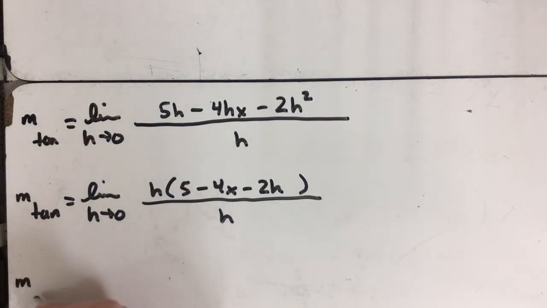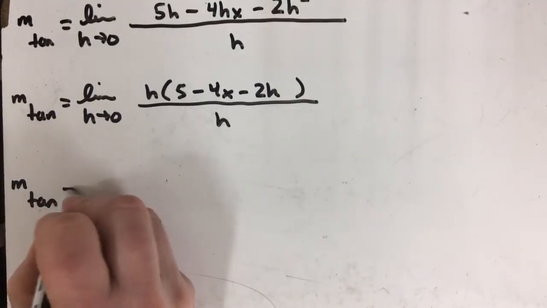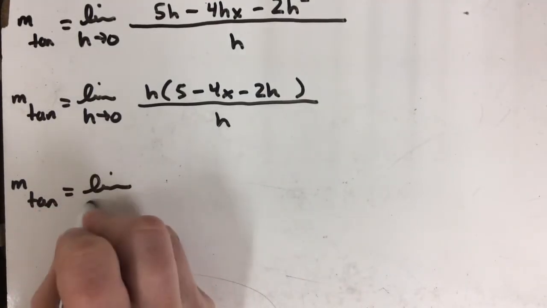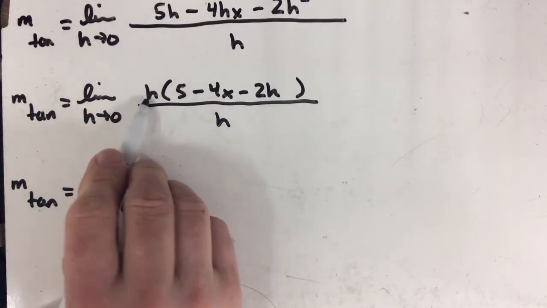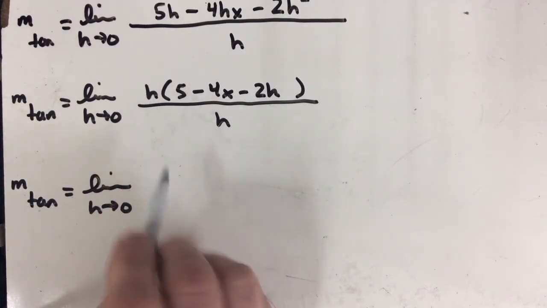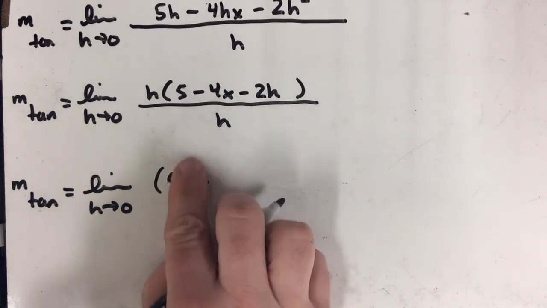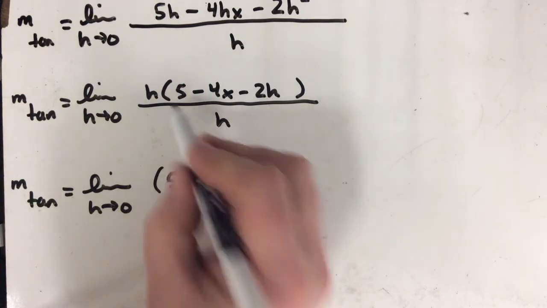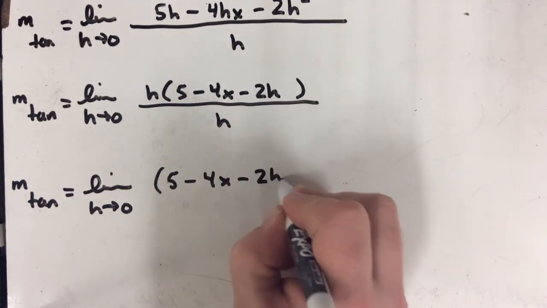So we end up with the slope of our tangent line being equal to the limit as h approaches 0 of this h on the top cancels with the h in the bottom, so we won't have a fraction anymore. We just end up with 5 minus 4x minus 2h.